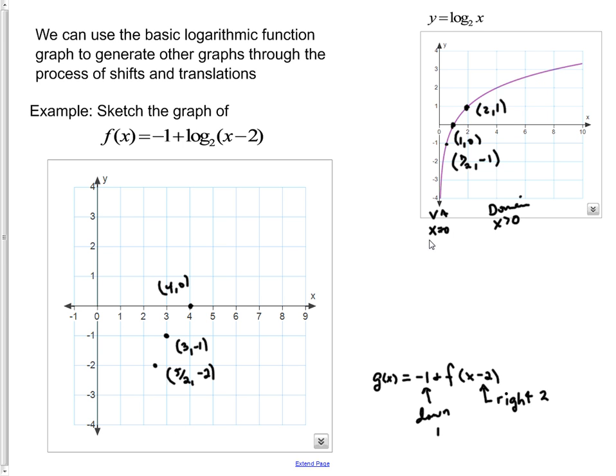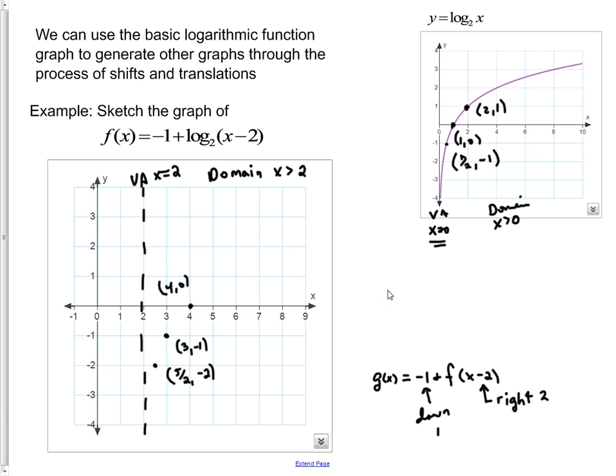What about our vertical asymptote? Well, if we have a shift to the right, it also comes to the right, and so our vertical asymptote would be found at x equals 2 this time. So we're going to sketch that in with a dashed line for our new location of our vertical asymptote, and it's important to note that in our graph. And finally, our domain for this function is going to be the set of all x greater than 2.